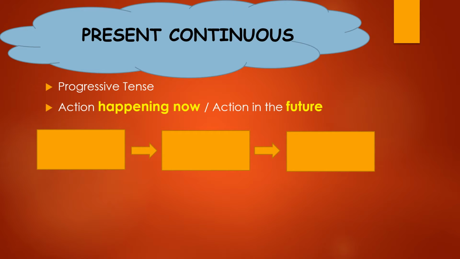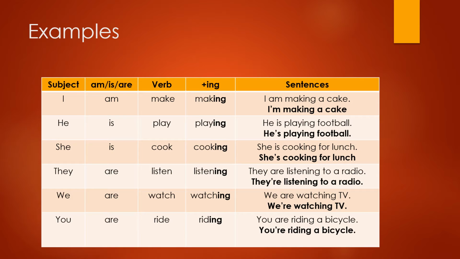Okay, so these are the grammatical rules. First, it should be subject with am or is or are. It depends on the subject. If the subject is I, we should use am. If the subject is he or she, we should use is. If the subject is plural, for example we, they, or you, we have to use are, and then followed by the verb plus ing.